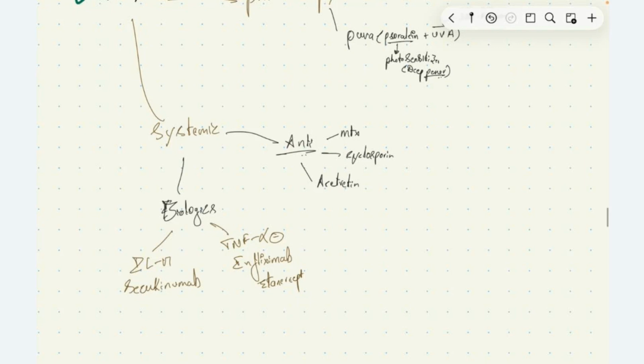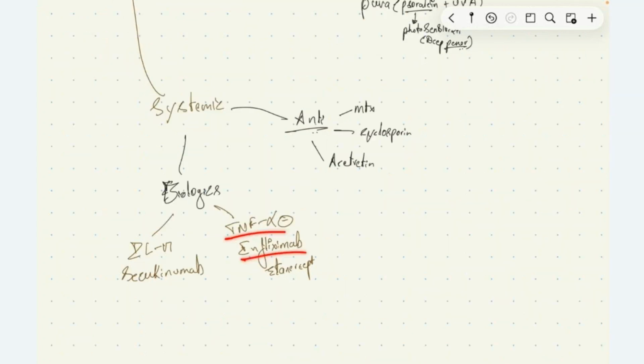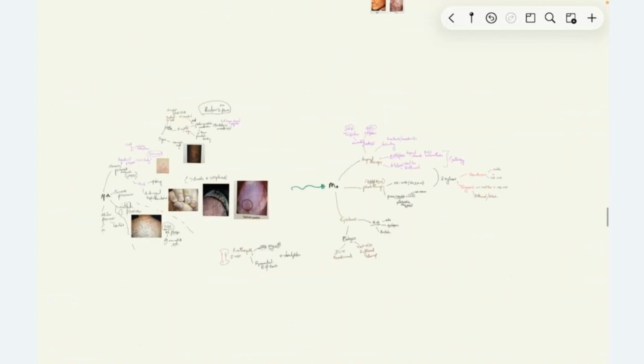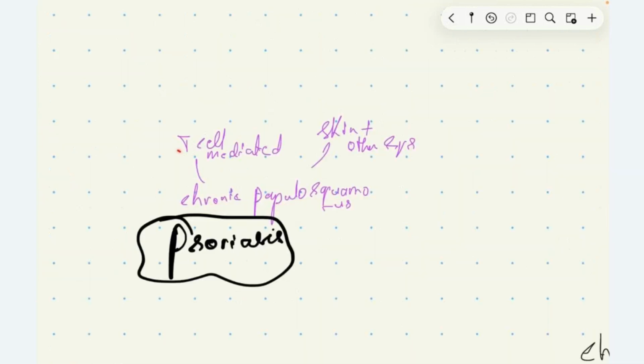If the patient has extensive disease, severe disease and resistant disease, we can give systemic therapy with anti-inflammatory and immunosuppressive agents like methotrexate, cyclosporin and acitretin. And then we can also give biologics like TNF alpha inhibitors like infliximab, etanercept, or interleukin 17 inhibitors like secukinumab. This is about psoriasis. To summarize, psoriasis is a chronic papulosquamous disease which is mediated by T cells, and it involves skin and other systems.